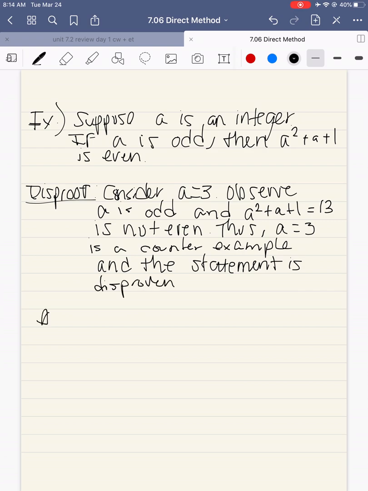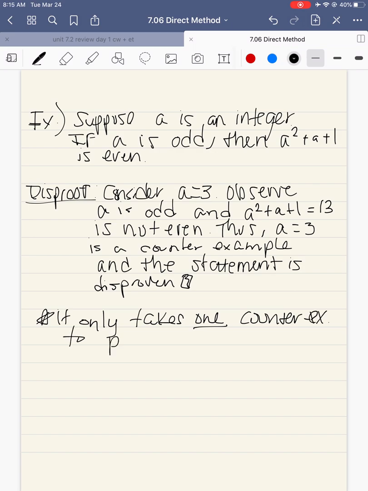So again, note, it only takes one counterexample to disprove a claim.